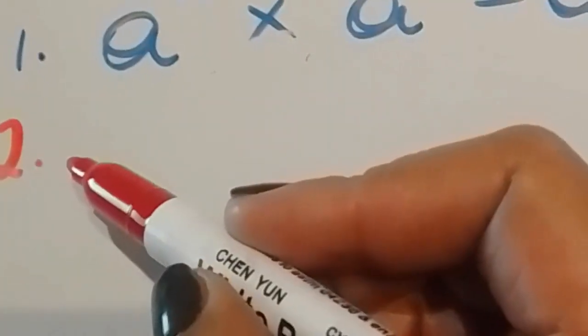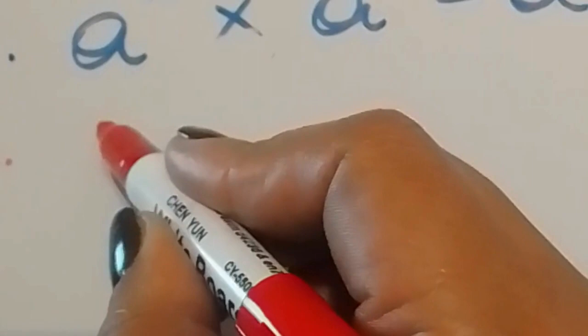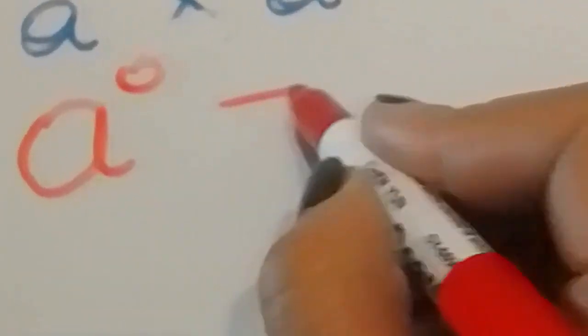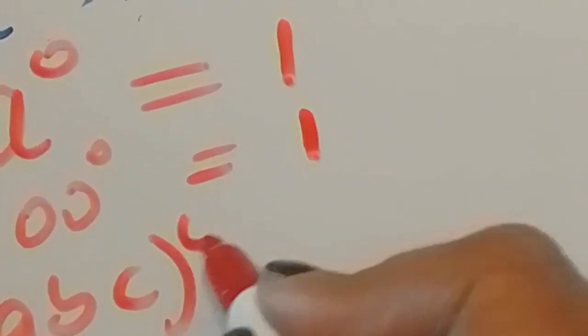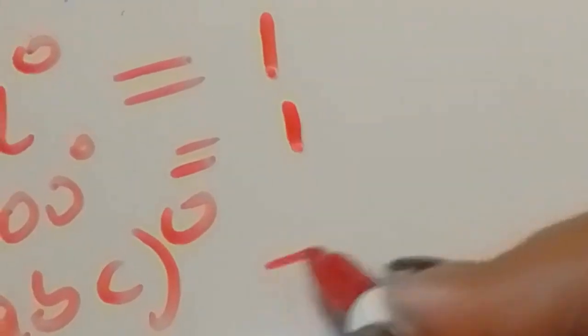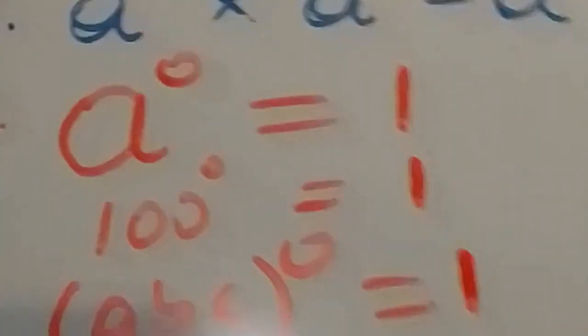So the second law will be anything to the power of 0 gives us a 1. It doesn't matter if it's 100 to the power of 0, or we can have a, b, c. So long as all that a, b, c is to the power of 0, the answer will be equal to 1.